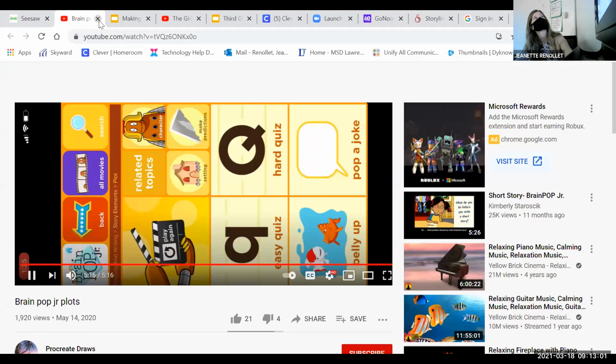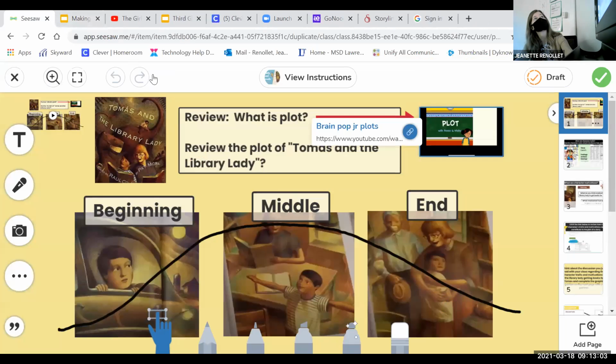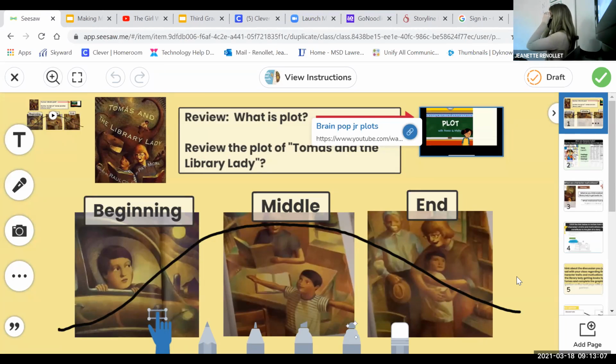All right. We have reviewed what is plot, and we know that we are focusing on the story called Tomas and the Library Lady. Yesterday, we spent a lot of time talking about the plot of this story. Today, we're going to talk more about the characters.